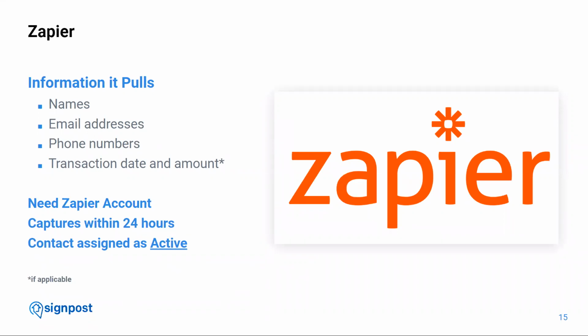Now, our Zapier integration that Kelly just mentioned is very different from the others that we just touched on. Zapier is not a CRM or a payment solution. It's actually a platform that allows you to set up connections between Signpost and a large number of other softwares. If you're using systems such as Acuity, Wave, Shopify, HubSpot, or Google Forms, Zapier is a way to create an integration for them.